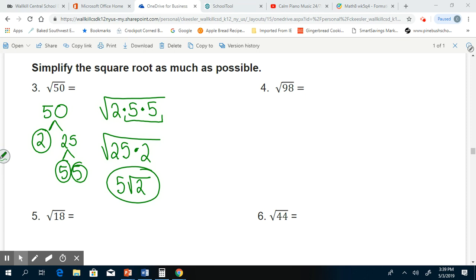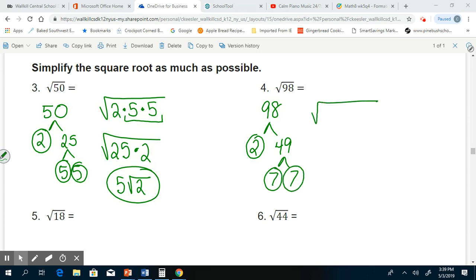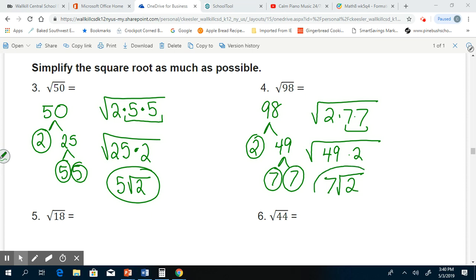On to number 4. Start by making your factor tree. 98 is 2 times 49. 49 is 7 times 7, all of which are prime. So underneath our radical, we have 2 times 7 times 7. 7 shows up an even number of times, so that's our perfect square, which is 49 times 2. Square root of 49 is 7. Can't take the square root of 2, so that stays, leaving our answer as 7 radical 2.